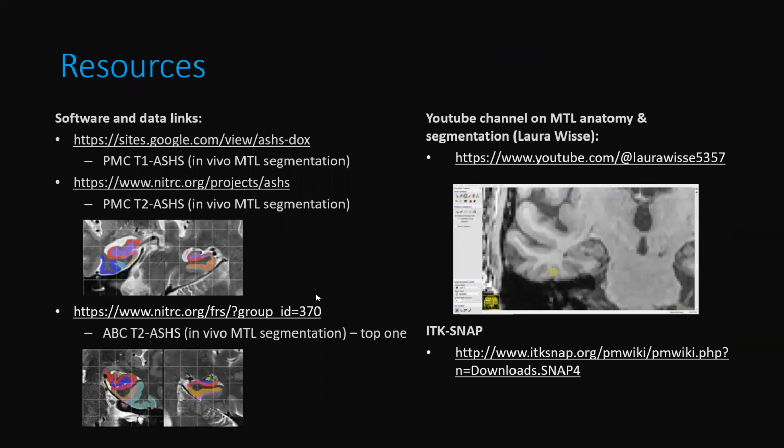So here are some resources. Both the PMC, the older T2-ASHS pipeline, and the newer one, we just call it ABC T2-ASHS pipeline, are publicly available now. There are also some other tutorials on YouTube on my channel, which can potentially help when you're doing QC. Throughout this tutorial, I'll be using ITK Snap to show different images and segmentations, and that's of course also publicly available.